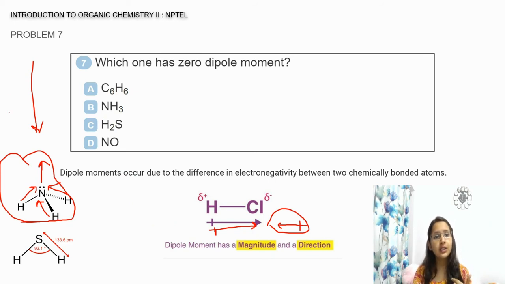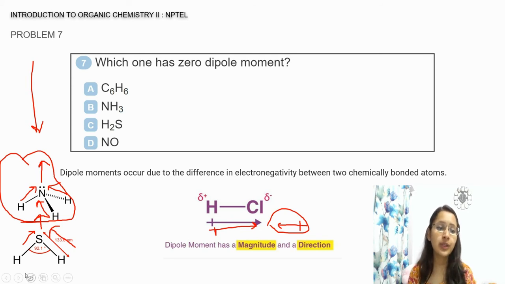Now coming to the H2S, here also sulfur is more electronegative, so the dipole moment is oriented towards sulfur. Here also, so the resultant dipole moment will be upward. So here also it is a non-zero dipole moment. Now coming to the nitrogen oxide, here the oxygen is much more electronegative than nitrogen. So the dipole moment is oriented towards the oxygen. So it is also non-zero.